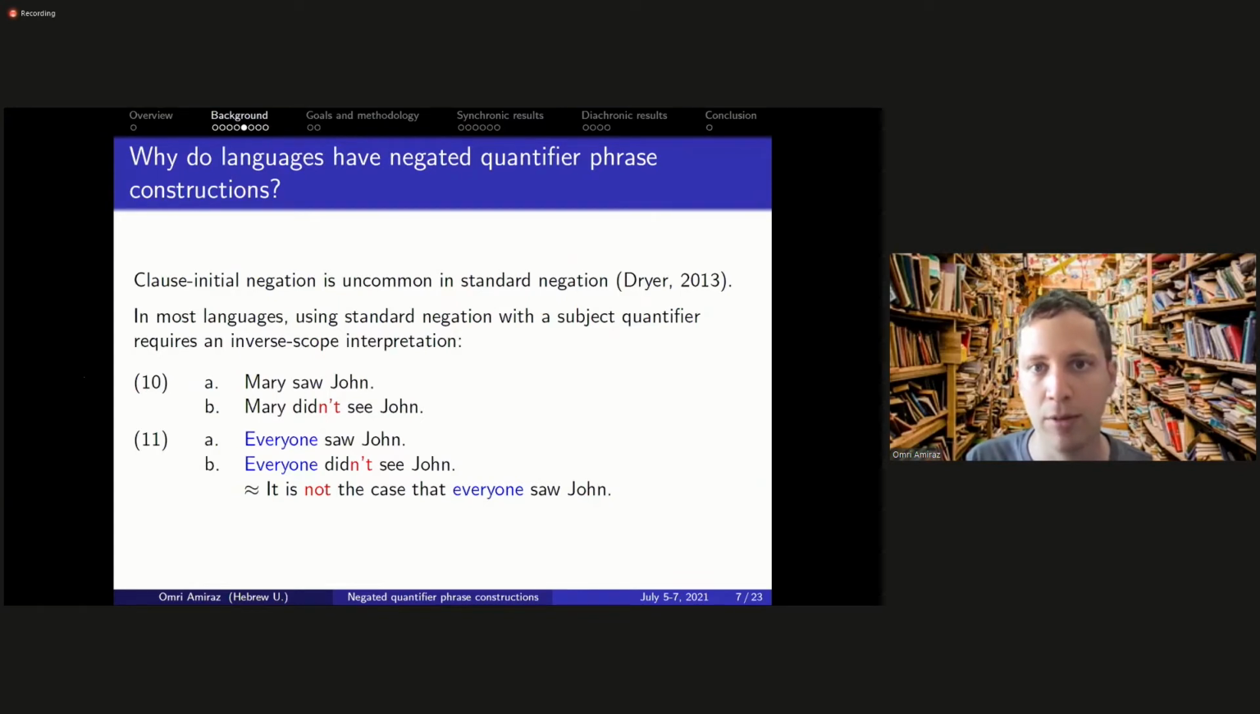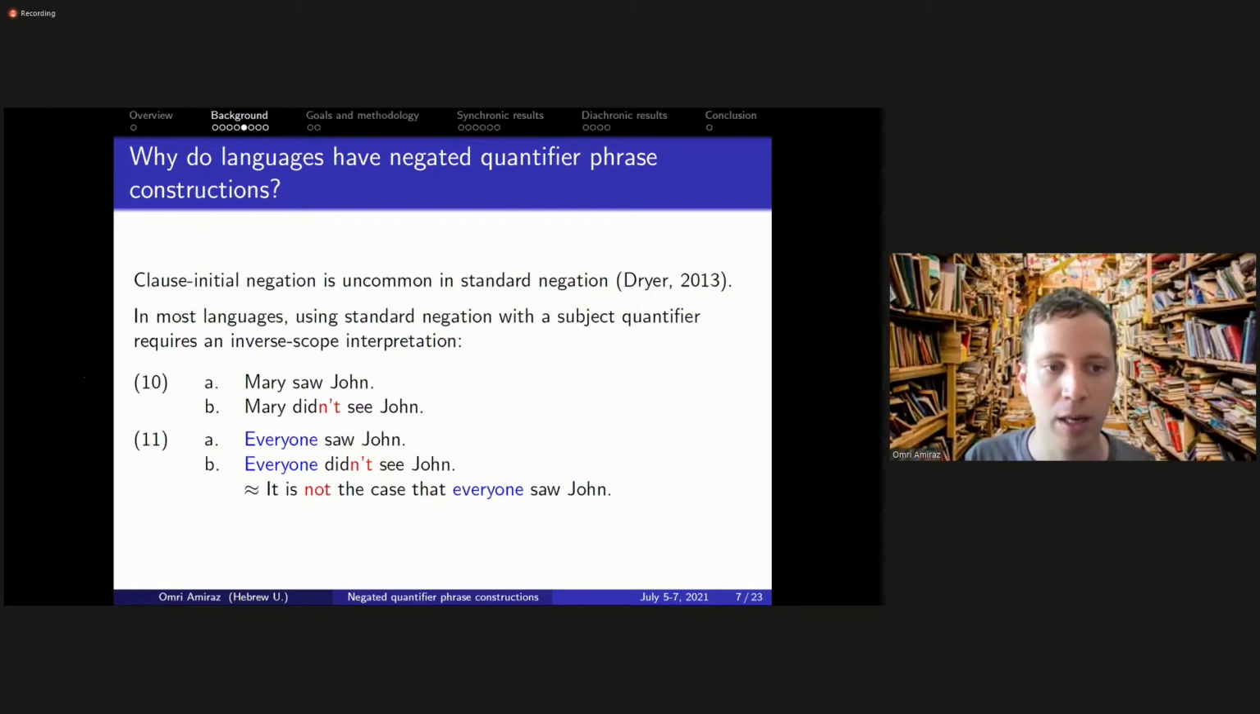Why do languages have negated quantifier phrase constructions? Clause-initial negation is uncommon in the world's languages in standard negation. So in most languages, the negative marker doesn't occur in clause-initial position and precede the subject. In most languages, using standard negation with a subject quantifier requires an inverse scope interpretation.